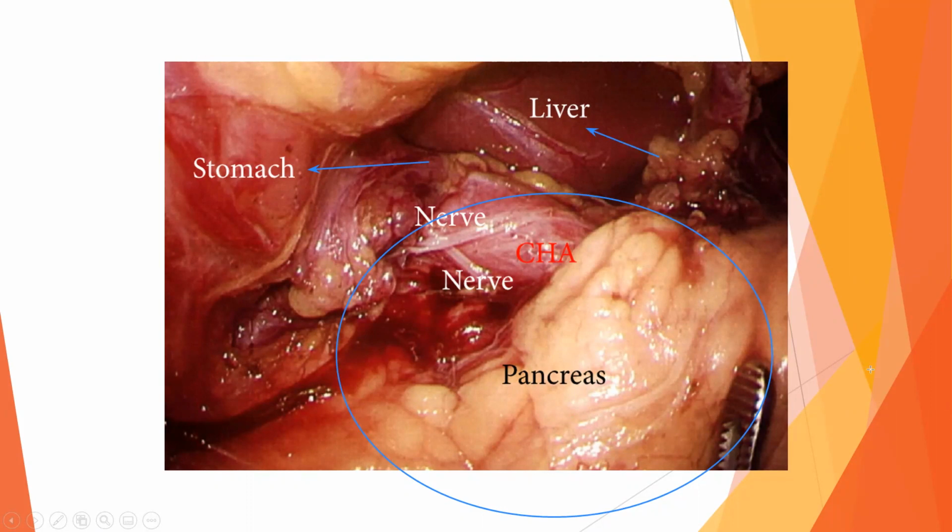Any questions regarding the hormones produced or involved in your abdominal cavity? None?